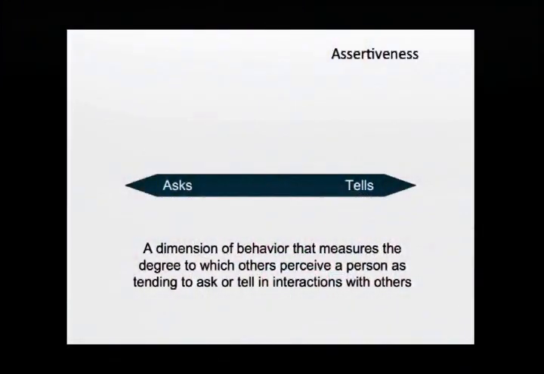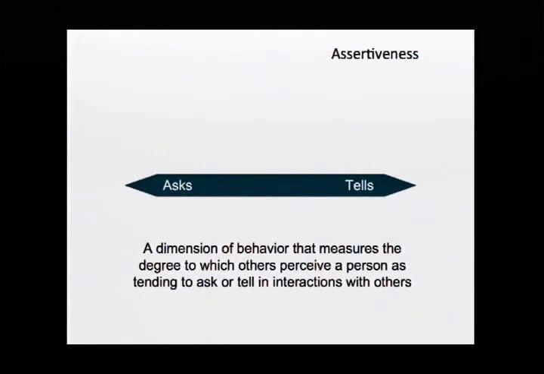Social style is a particular pattern of actions that others can observe and agree upon for describing a person's behavior. There are three parts to the social style model: assertiveness, responsiveness, and versatility. Let's walk through the social style model.